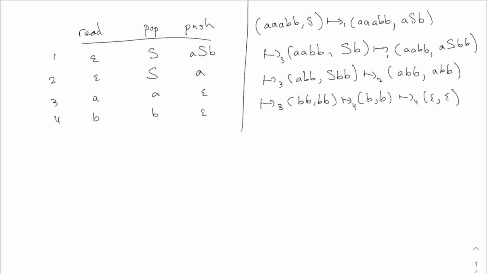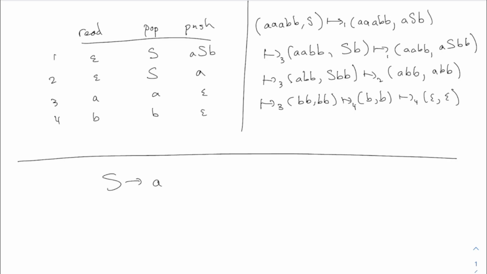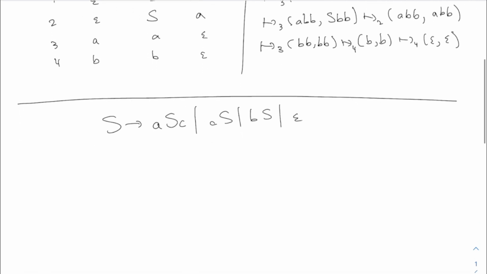I give you a grammar. Make me a stack machine that's equivalent to this grammar. S goes to ASC or AS or BS or epsilon. This is a little weird. Now, it's actually not necessary that you even try to think about what kind of language this will actually make for you. You can do all of this.